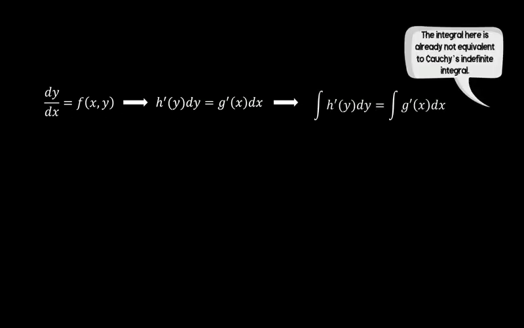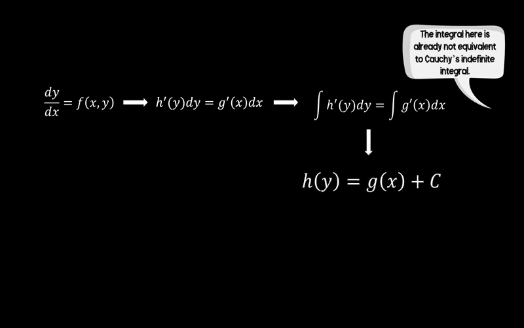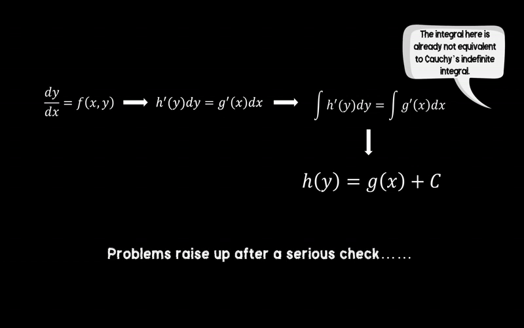After separation of variables, the ordinary differential equation is converted into this form. Then we take integrals at both ends. Thus we get the general solution h(y) equals g(x) plus c. However, problems arise after a serious check. The original ODE implicitly determines a function y equals f(x), and we can write it in this form. It reflects the methodology to solve the equation.